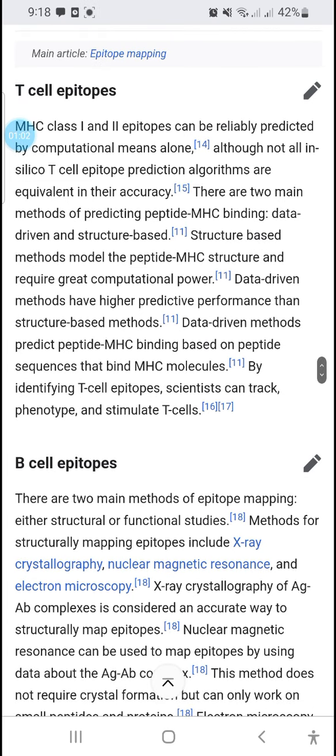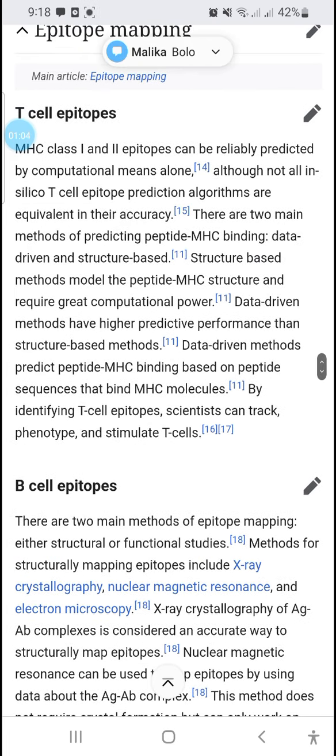Data driven methods predict peptide MHC binding based on peptide sequences that bind MHC molecules. By identifying T cell epitopes, scientists can track phenotype and stimulate T cells.